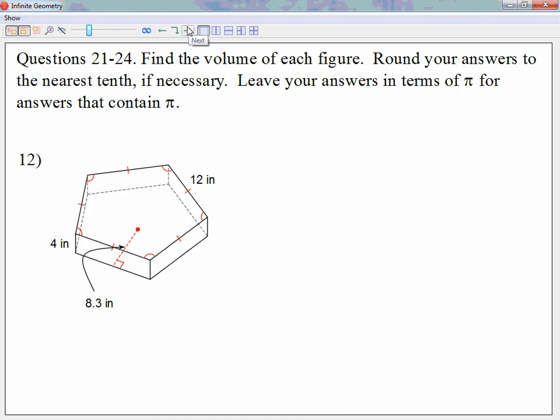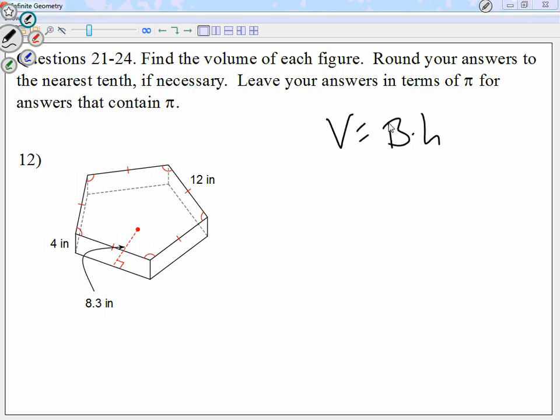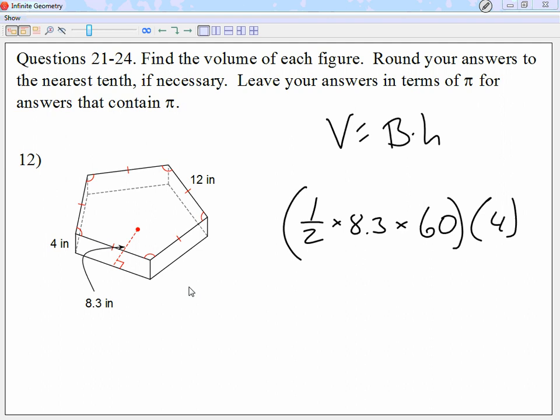Now when it comes to volume, for prisms or cylinders, the formula is area of the base times the height. The base in this case is a pentagon. So I know the area of a pentagon is 1/2 times the apothem times the perimeter. Each side is 12. There's 5 sides. So I'm going to say the perimeter is 60, right? 12 times 5. So that's the area of the base. The height is 4. So just multiply that.